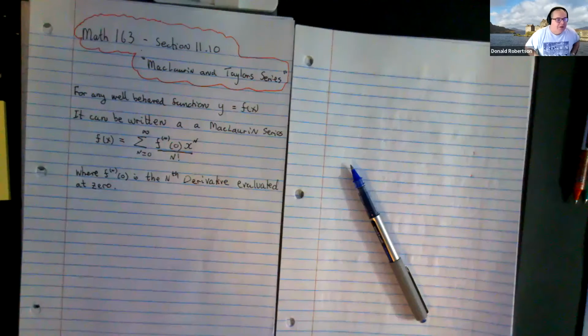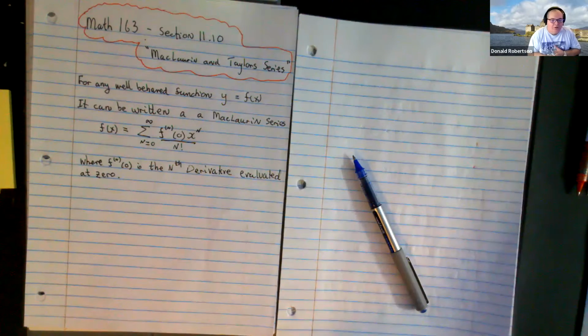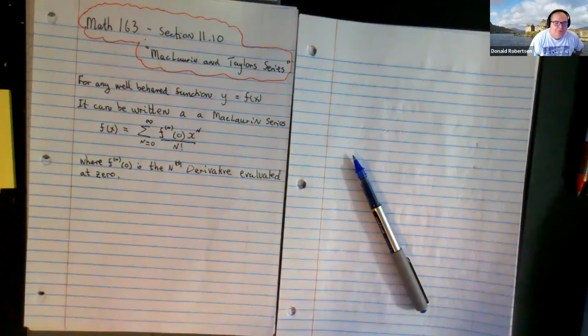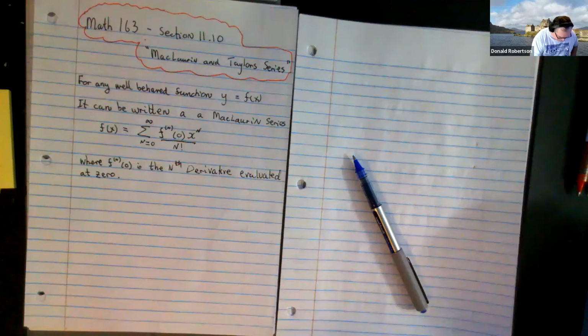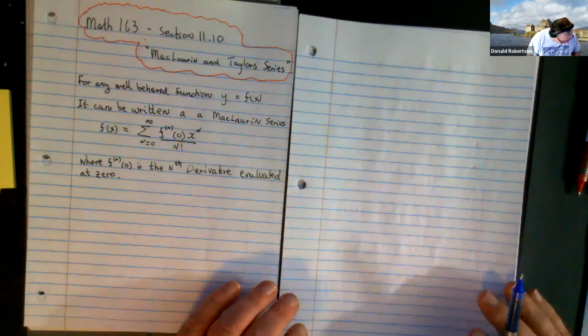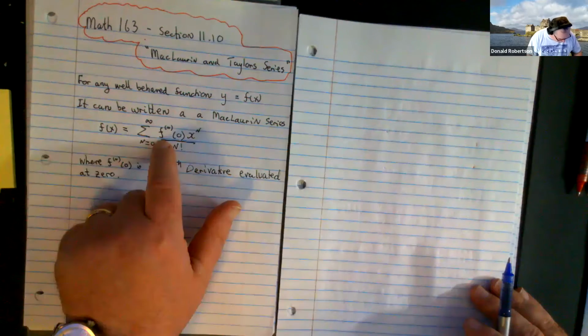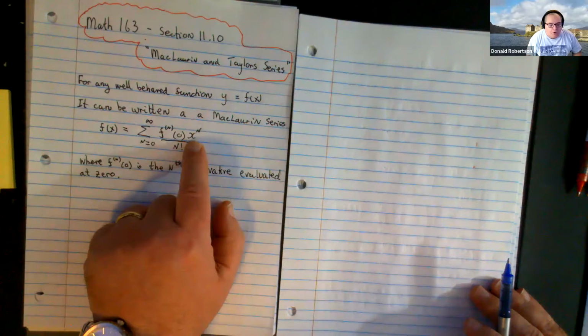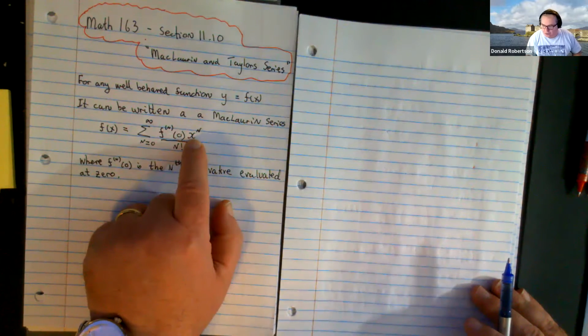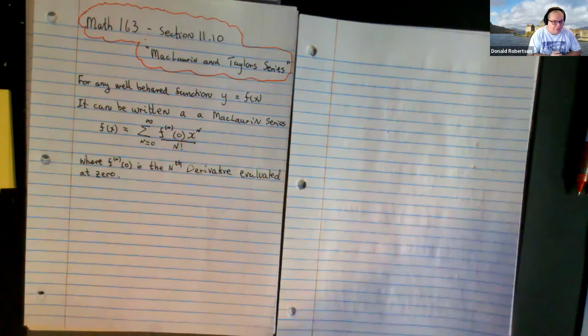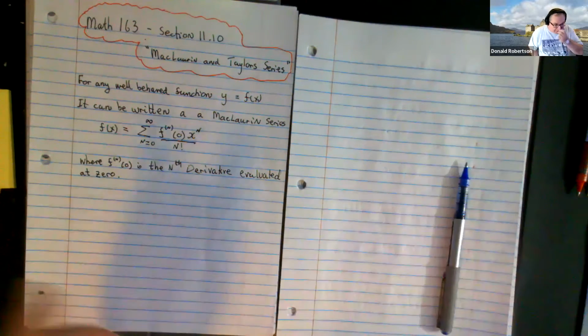There we go. We are going to be looking at Maclaurin and Taylor series. Essentially, we're going to look at how you find power series, Maclaurin ones. Remember, Maclaurin series are centered at 0, so they always have x to the n. So let's look at those first. This is the formula.